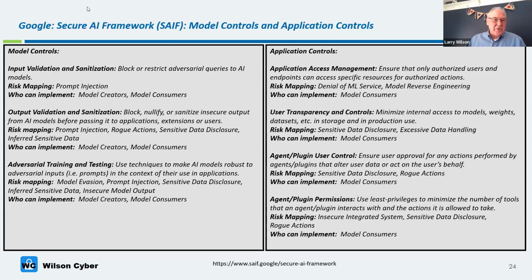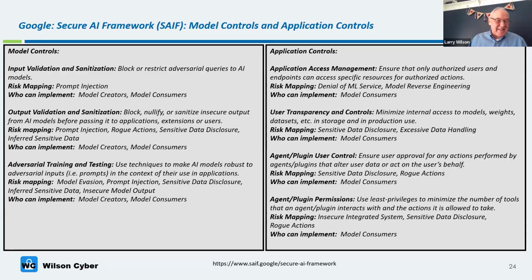Next, we have the model controls. We have input validation and sanitization, where we want to block or restrict adversarial queries. Prompt injection is the risk, and creators and consumers are responsible. Output validation: block, nullify, or sanitize to secure output. The risks are prompt injection, rogue action, sensitive data disclosure, and inferred sensitive data. Creators and consumers can implement.